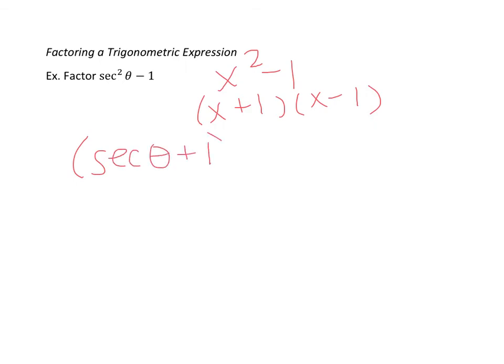We're going to talk about factoring a trig expression. Factoring happens just like it did in algebra. If you think of this as being x squared minus 1, you should know that that factors into x plus 1 and x minus 1, because the 1 is a perfect square and x squared is obviously a perfect square. It's your difference of squares rule. So my secant squared theta minus 1 is going to factor into secant theta plus 1 and secant theta minus 1, and that's it.